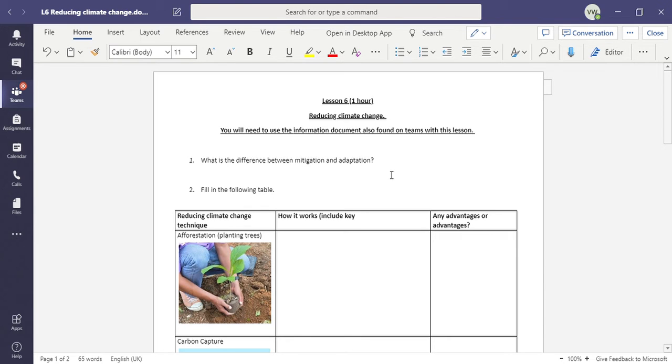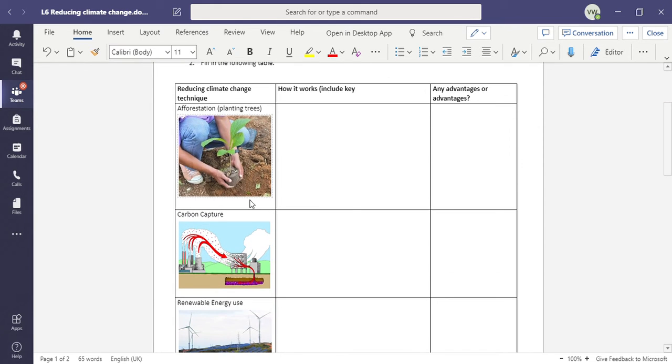Okay, so you need to answer that question there and then fill in this table. So reducing climate change technique, how it works. Okay, so it should include key terms there. So how it works, and then any advantages or disadvantages.